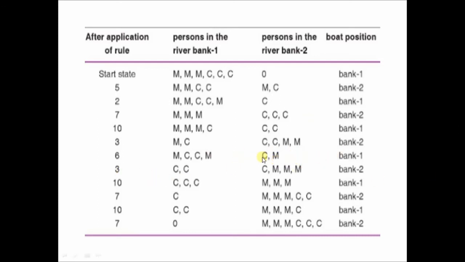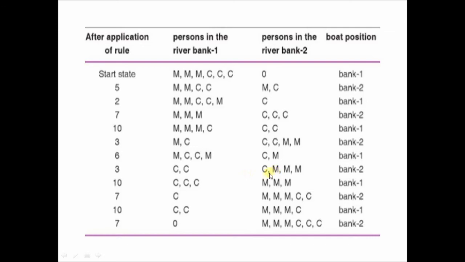Then again rule 3 is applied, and what we do is these 2 missionaries are now sent to the other side, M and M. So once they are sent, on this side there are only 2 cannibals left, and on the other side there are 3 missionaries and 1 cannibal. Right? The number of missionaries is greater, so no problem. And the boat is at bank 2. Then rule 10 is applied, and now what do we do?